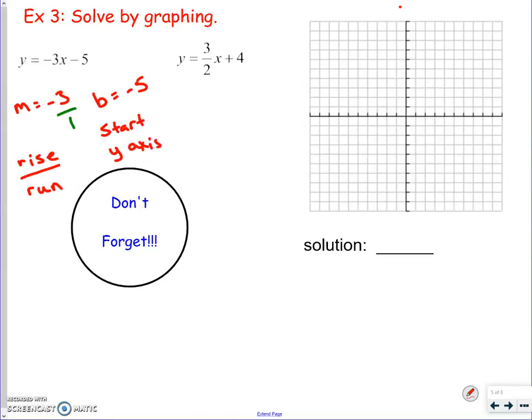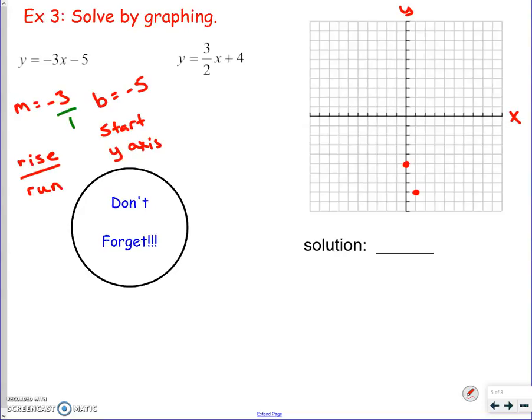So I have my y-axis, I have my x-axis. I need to start at negative 5. So 1, 2, 3, 4, and 5. And then I'll do my rise over run. Well, this time my rise is negative 3. Sounds a little weird. Rise, you think up. But negative 3, we need to go down 3 and then to the right 1. If we try and go down 3 and to the right 1 again, we're going to run off the graph.